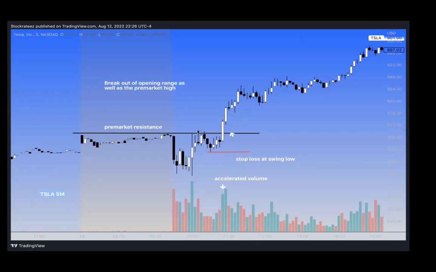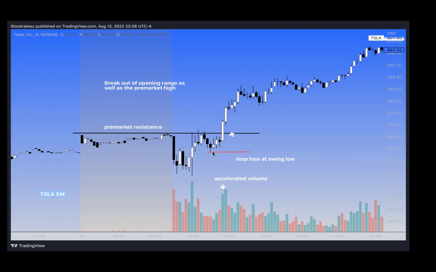So it breaks the pre-market resistance, but not only that, it breaks the opening range high. So this is the opening range high, and then it breaks through that. We have a higher low. So we have somewhat of an ascending triangle into the pre-market resistance and the ORB high. So that's kind of a no-brainer trade for me. And then you can just put your stop loss right under the swing low.